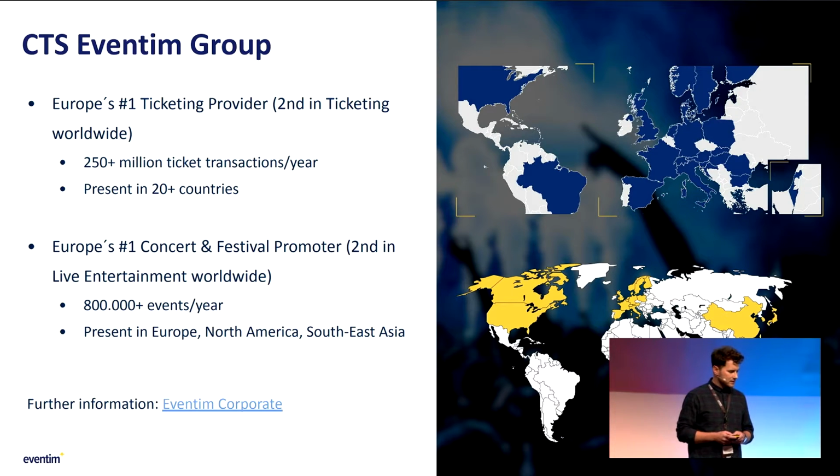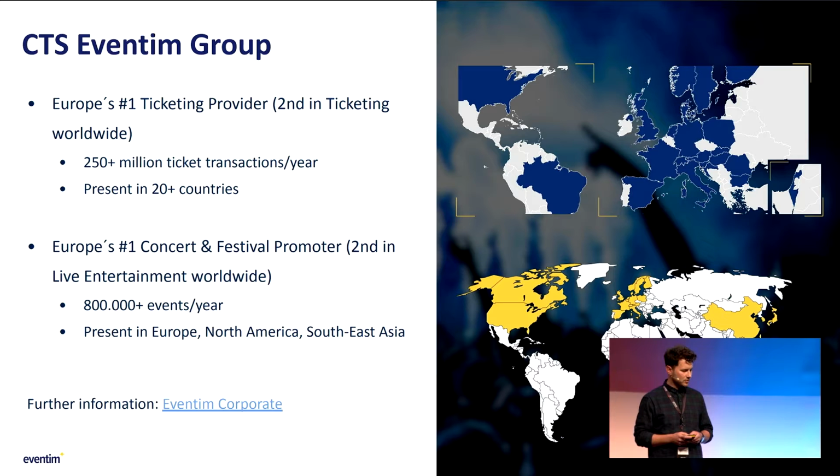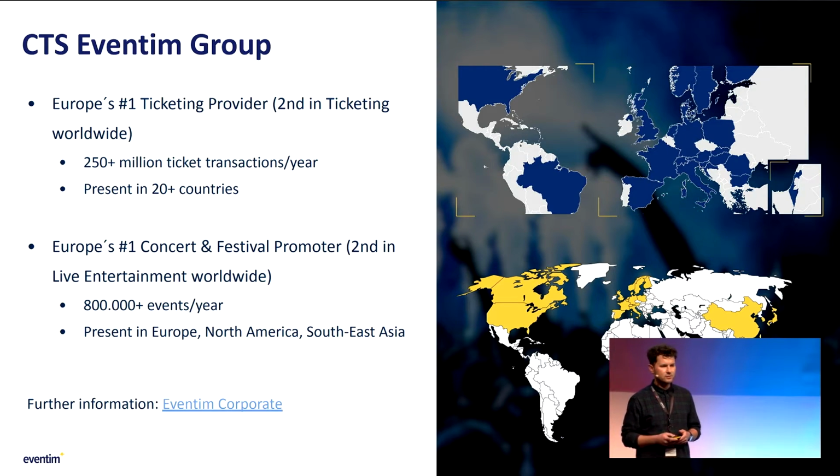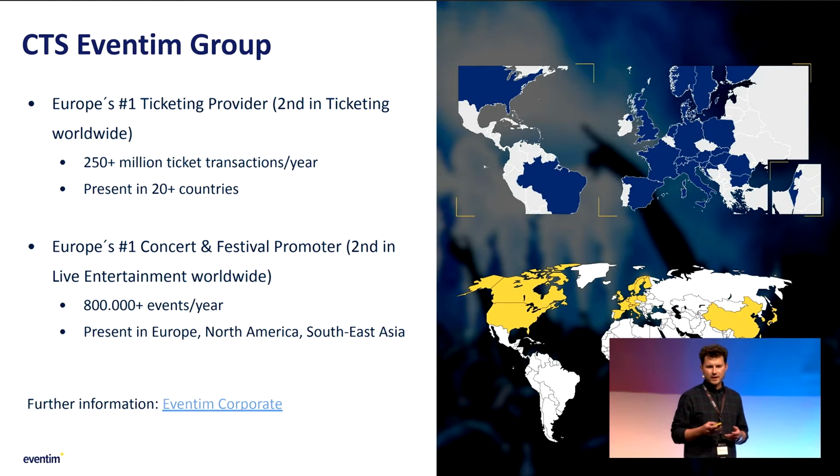Also, Eventim is Europe's leading provider for festivals and promotion. So it's basically live entertainment, which accounts for 800,000 events per year, which is basically developing events, creating events, and also fulfilling the events. So you may have heard of Hurricane or Rock am Ring or something like this. These are the main festivals which Eventim also creates and fulfills.